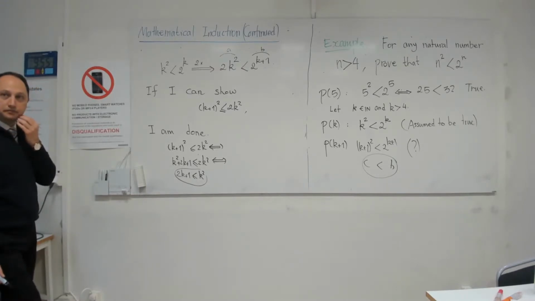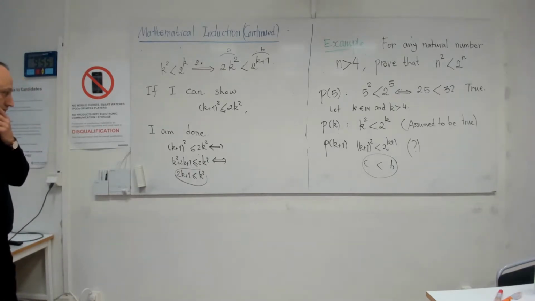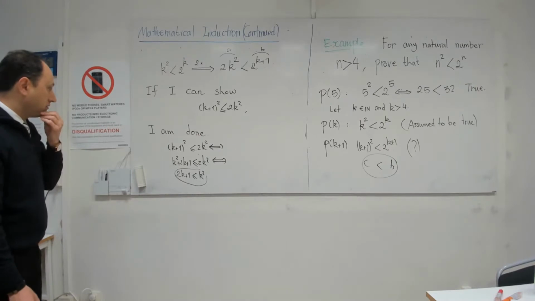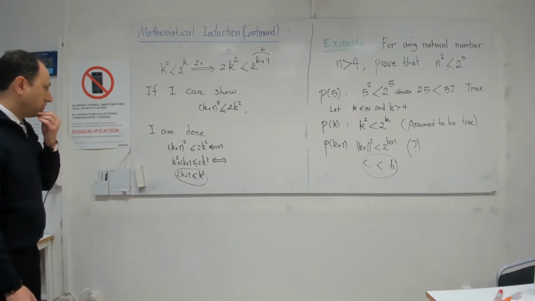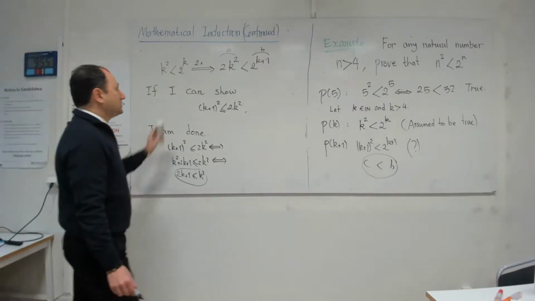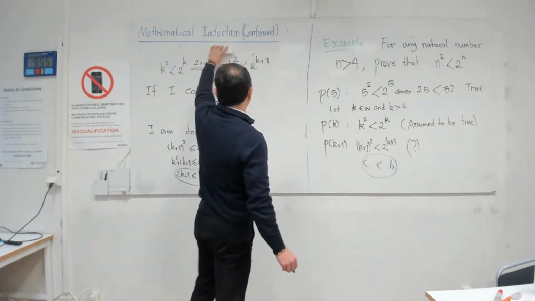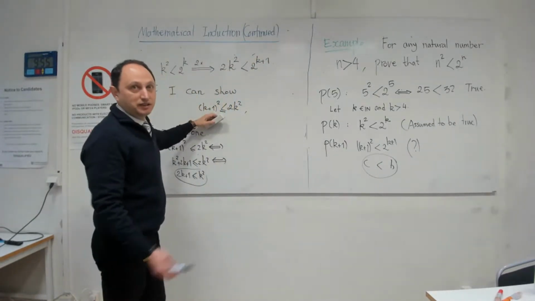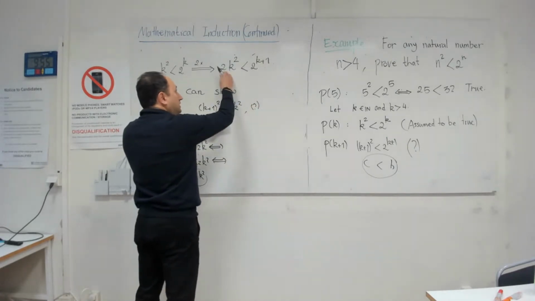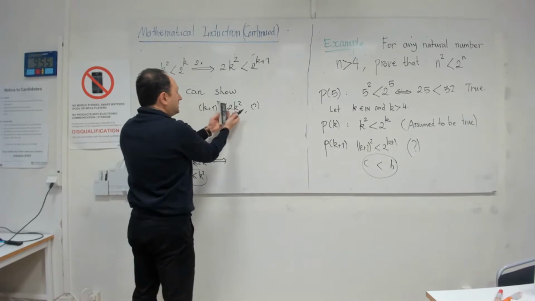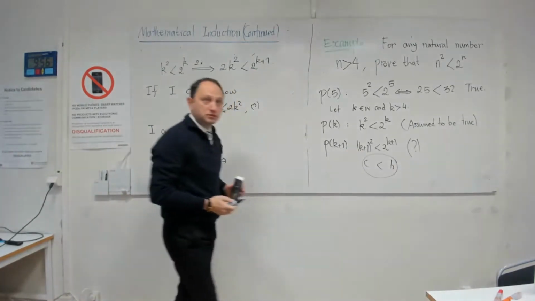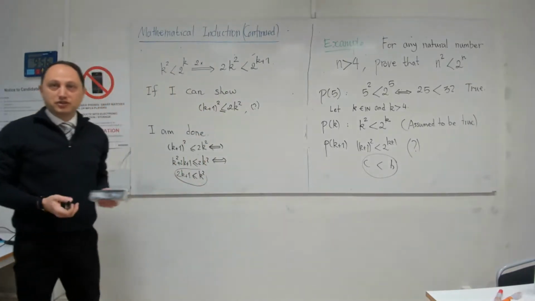Yes? K plus 1 squared. May you speak louder, please? K plus 1 squared less than or equal to 2k squared. Which one is A, which one is B, which one is C? Forget about A, B, and C. You need to convince yourself that if I show this, I am done. Because this one is smaller than this one, and if I can show this, I also know that this one is smaller than that one, which I want to show. You don't need to confuse yourself that much.